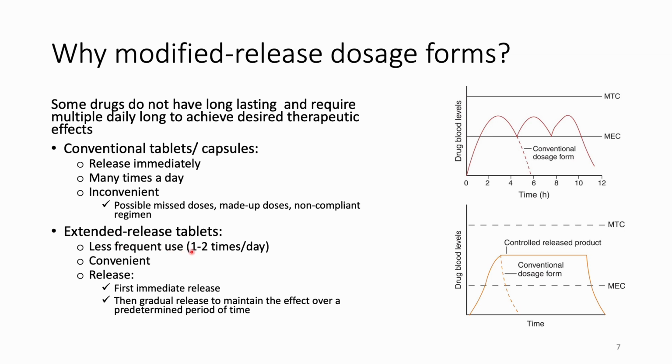Usually, the drug just needs to be used 1 to 2 times a day. It's very convenient for a patient. For extended release tablets, first of all, the dose will have the first immediate release. The first immediate release just acts like conventional release. Then the remaining dose will have the gradual release to maintain the effects over a predetermined period of time.